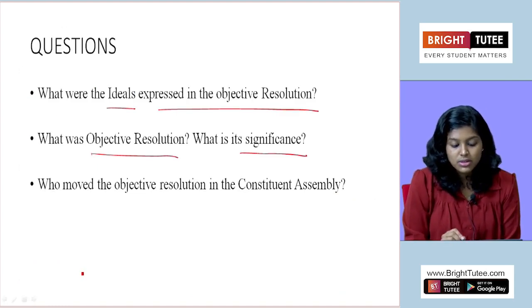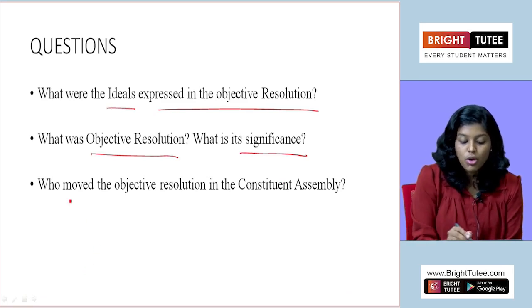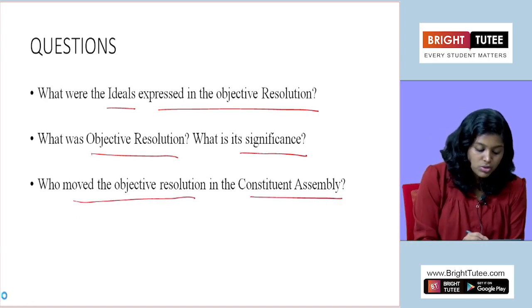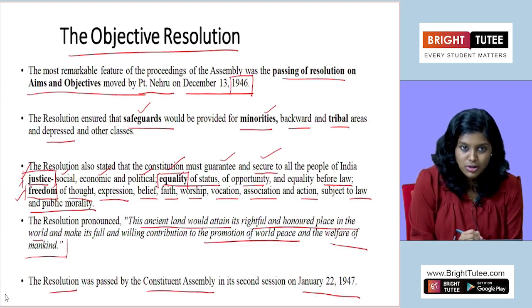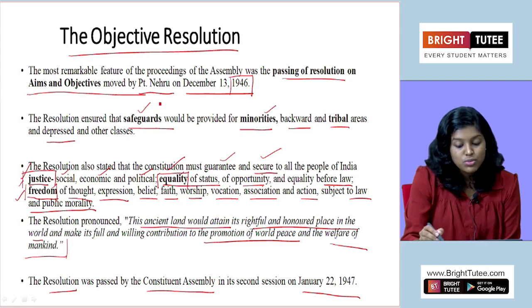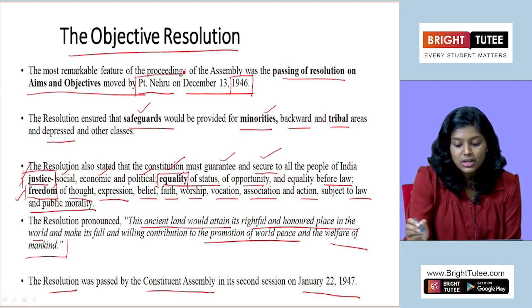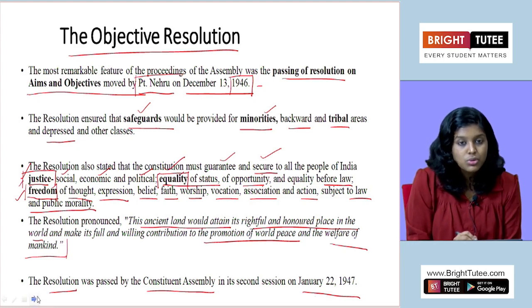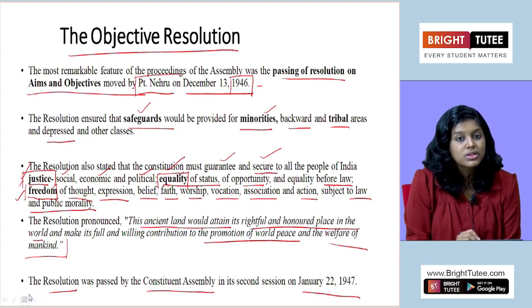The third question which comes in relation to this topic is, who moved the objective resolution in the Constituent Assembly? So this is also something which we talked about, and that is, the resolution was moved by Pandit Jawaharlal Nehru in the year 1946, dated December 13. So it was Pandit Jawaharlal Nehru who moved the resolution in the Constituent Assembly.